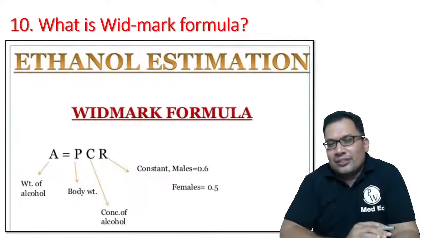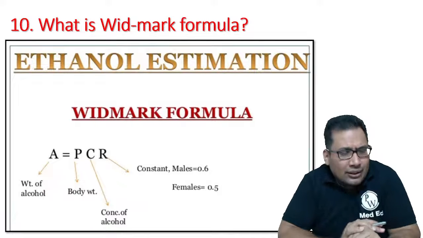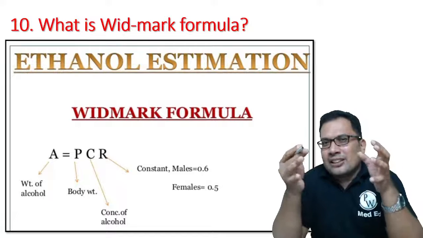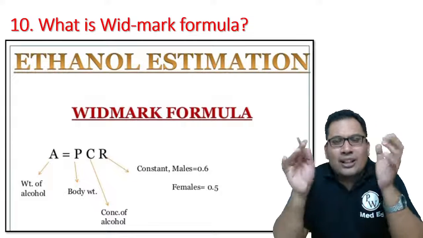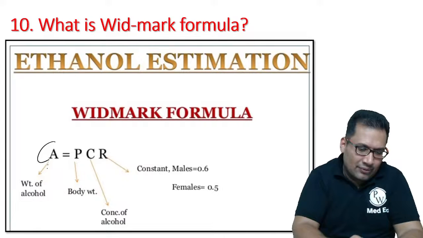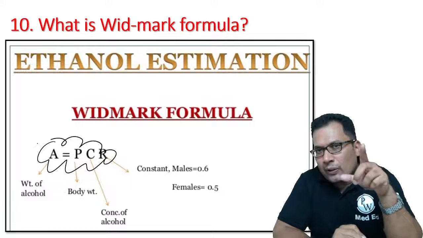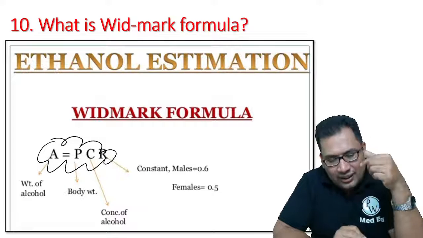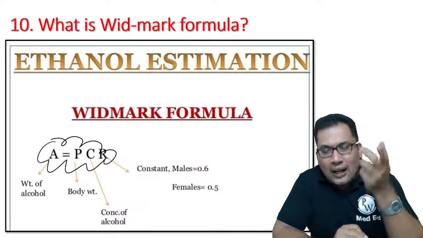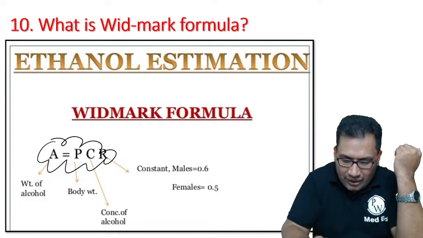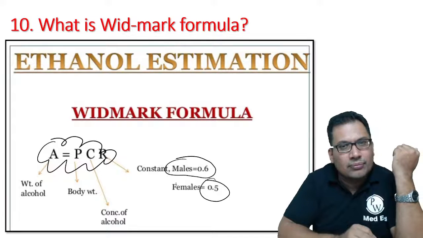And the last question: what is the Widmark formula? One more favorite question. The Widmark formula is a formula for alcohol estimation. Remember, A is equal to PCR. A for amount of alcohol present in the body, P for body weight, C for blood alcohol concentration, R for constant. For males the constant is 0.6, for females it is 0.5.